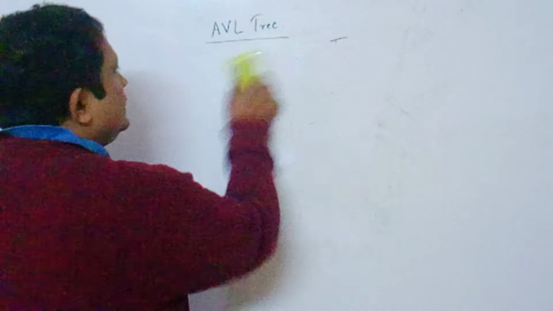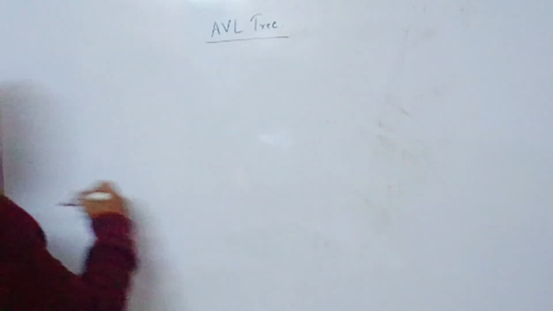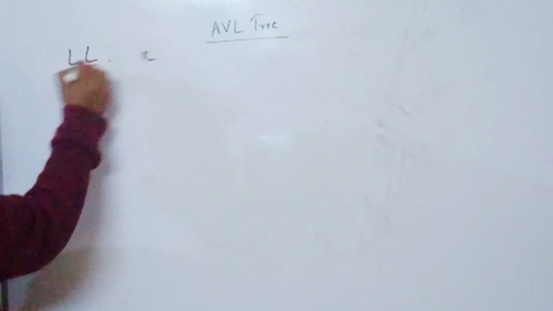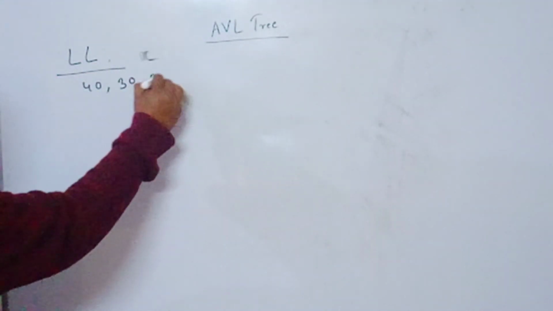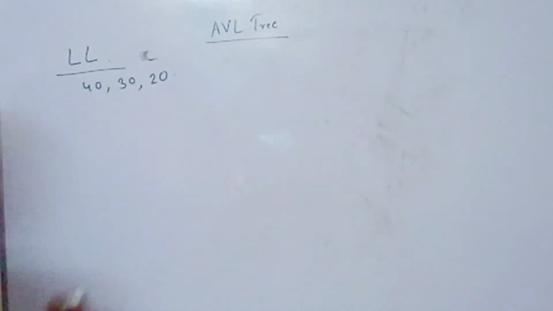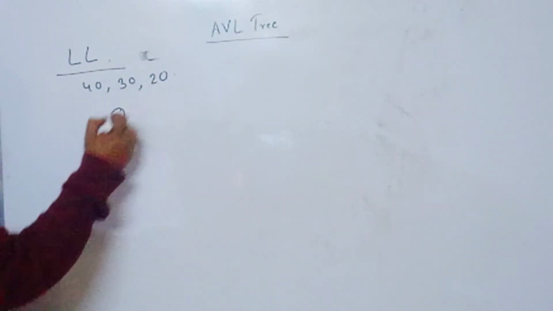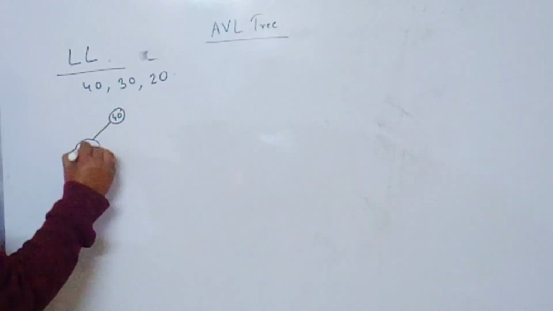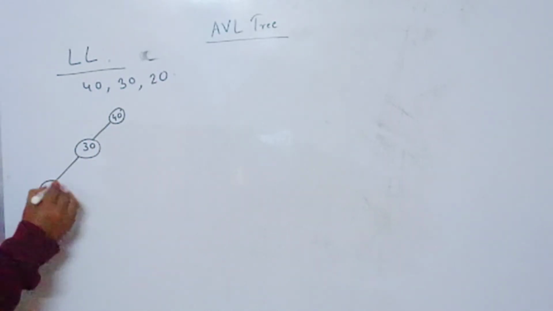How? Suppose we have left imbalance, and we make it AVL. How can it be? 40, 30, 20. 3 elements we are going to insert in a binary search tree: 40, 30 and 20. Suppose 40 is the first node we insert, as per the order. 30 is less than 40, so it will be the left child of 40. So that is 40, that is 30. And 20 is less than 30, so it will be the left child of 30.